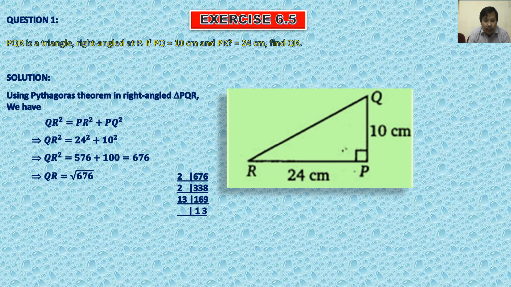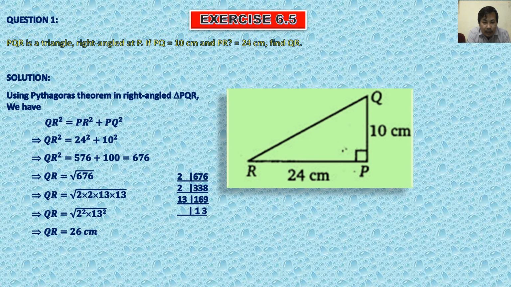Then how can we write the next step? You see here, QR is equal to root over 2 into 2 into 13 into 13. So these are the prime factors of 676. Then next we can write QR is equal to root over 2 to the power 2 and 13 to the power 2, means 2 square and 13 square. So the square and square root can be cancelled here. By cancelling the square and the square root, we get QR is equal to 26. 13 twos are 26, isn't it?